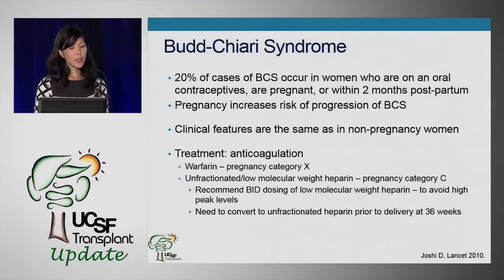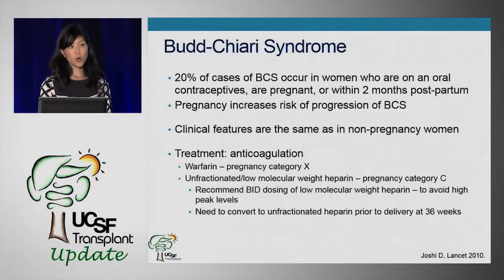Lastly, 20% of cases of Budd-Chiari syndrome will occur in women who are in a high estrogen state, such as those on oral contraceptives or who are pregnant. Of those women with Budd-Chiari who get pregnant, pregnancy will increase the risk of progression. The clinical features are exactly the same as in non-pregnant women, and the treatment still consists of anticoagulation.